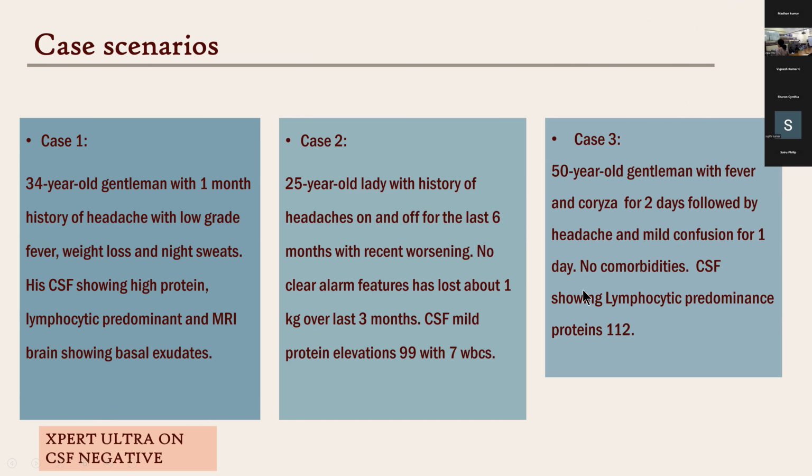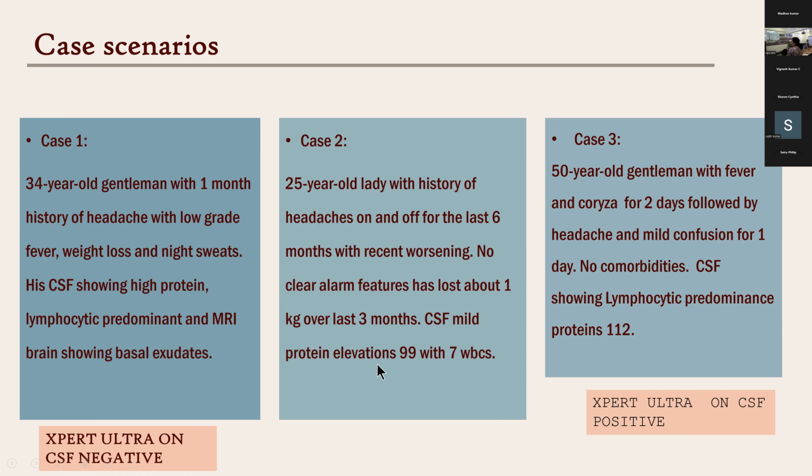So now I'm going to come to case 3. A 50-year-old gentleman with fever, coryza, 2 days, some headache, mild confusion. How many of you think this patient has TB? Xpert is positive. Will you treat? But the specificity is 99%. Because the pretest probability is low, the post-test probability still goes quite high. So I'll come to that.